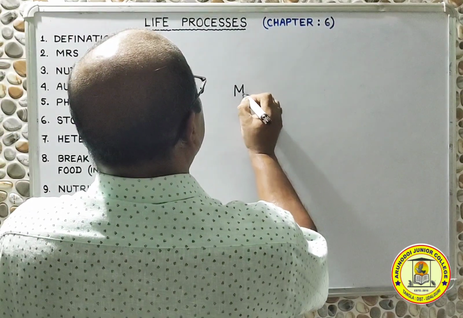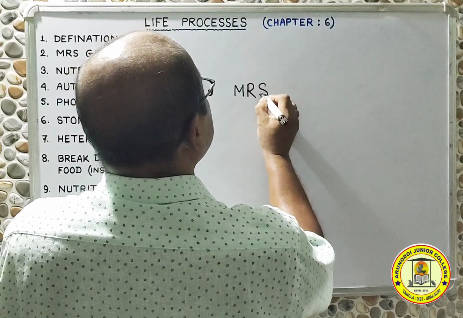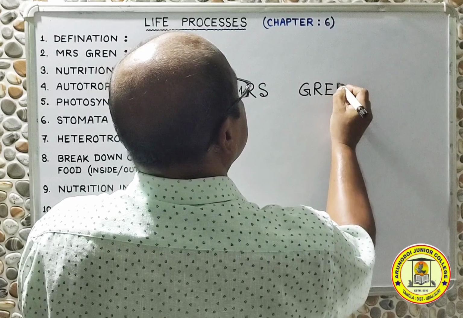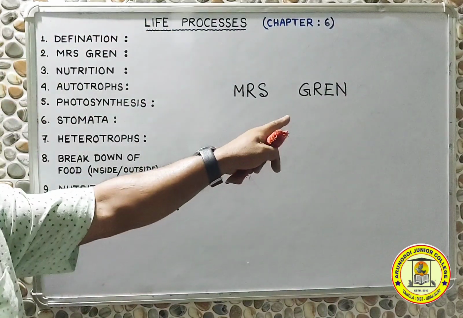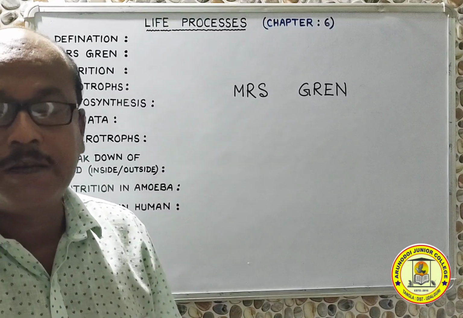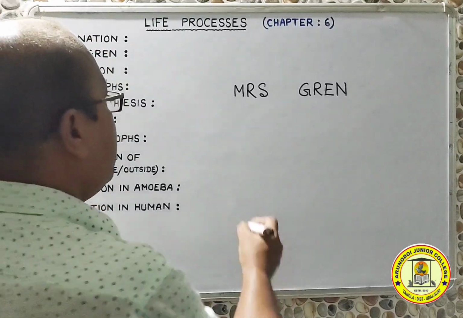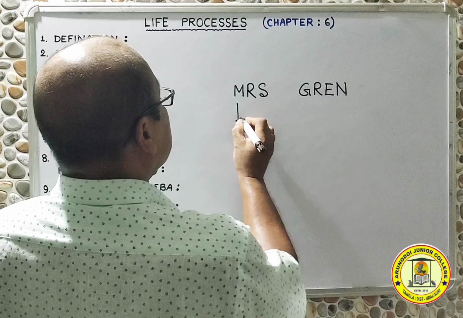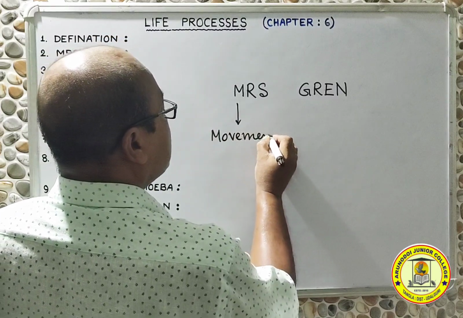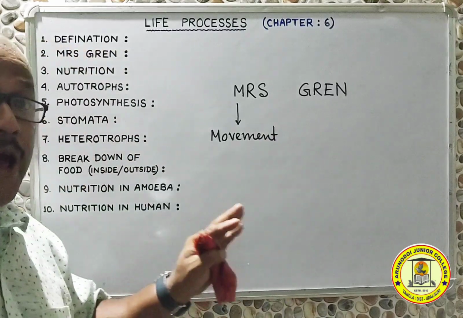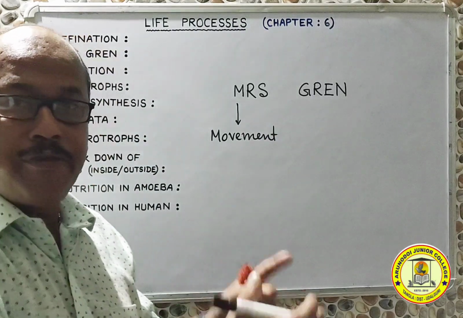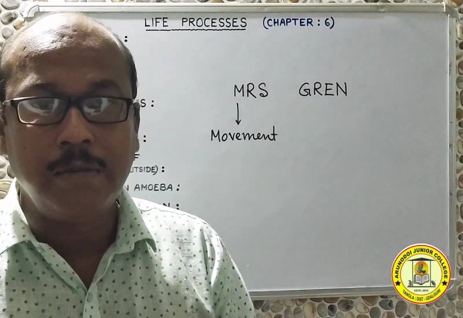MRS GREN. Now what is MRS GREN? Let us see. If we come to know the meaning of this, then we will understand what the different types of life processes actually are. Here M is the letter which indicates movement. Movement. So movement is a life process. All living organisms have to exhibit this process called movement.